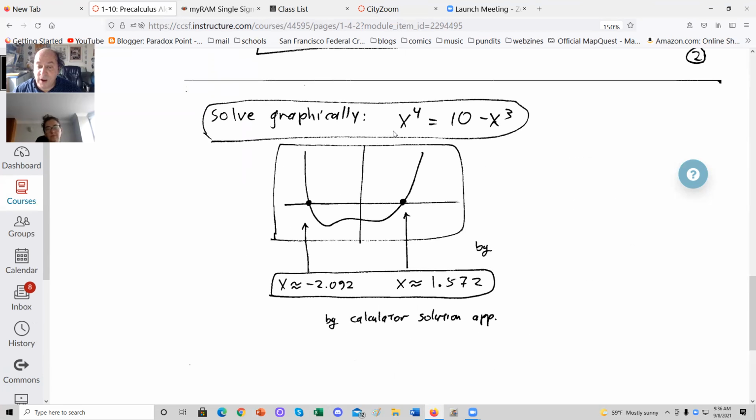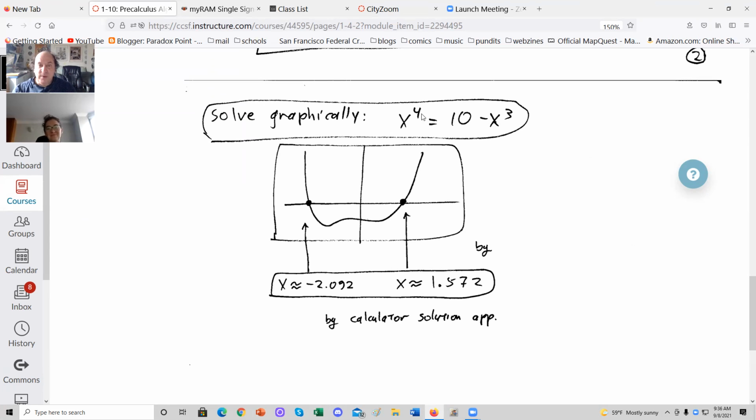Here they ask to solve graphically x to the 4th equals 10 minus x to the 3rd. Well, okay, algebraic methods require using the 4th degree equation. And I've seen the formula for a 4th degree equation. It's a whole page in fine print. What a mess. No, at this point, going to a graphing calculator is the logical way to go.